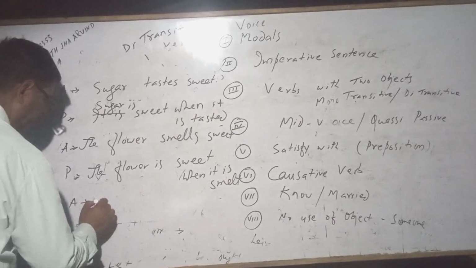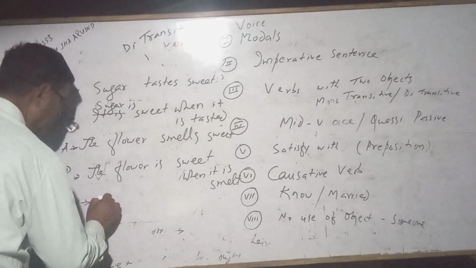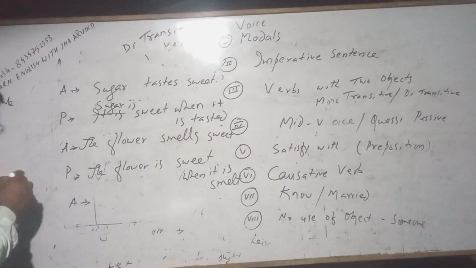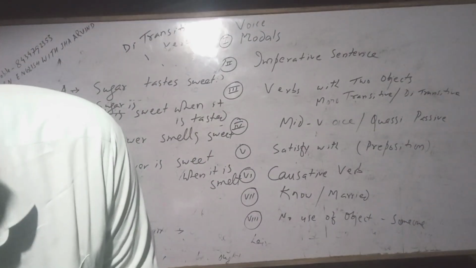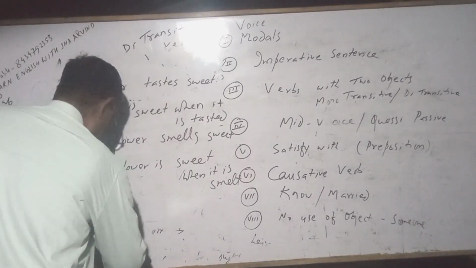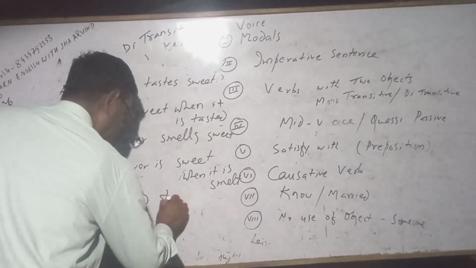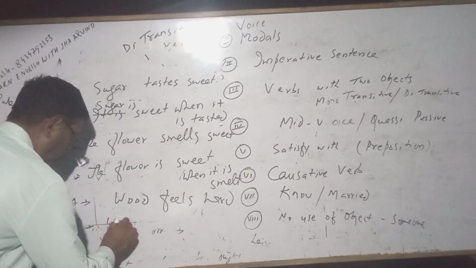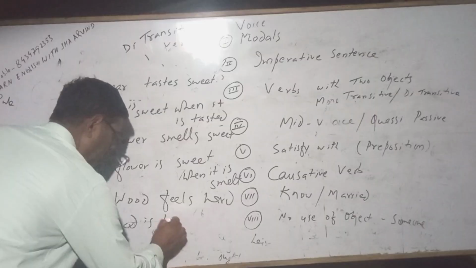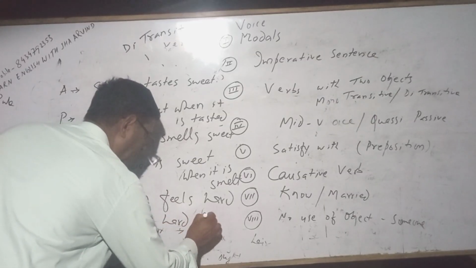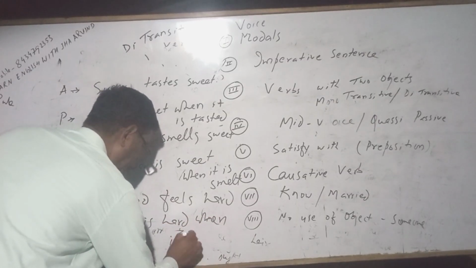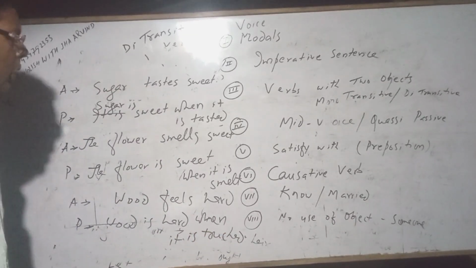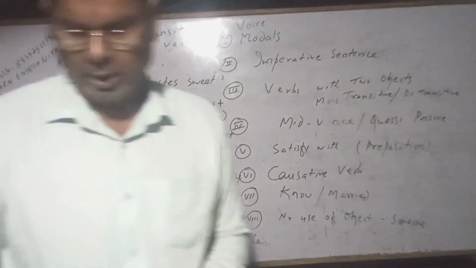One more sentence. I would like to give you one more sentence. Wood feels hard. Passive: Wood is hard when it is touched. Okay, in this way you can do it. This is called mid voice or quasi voice.